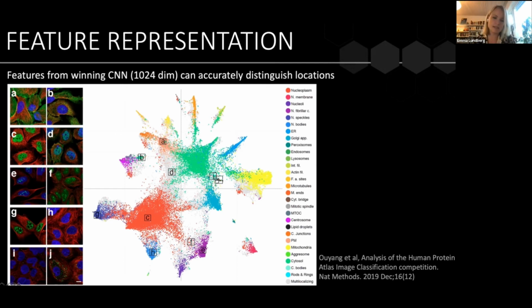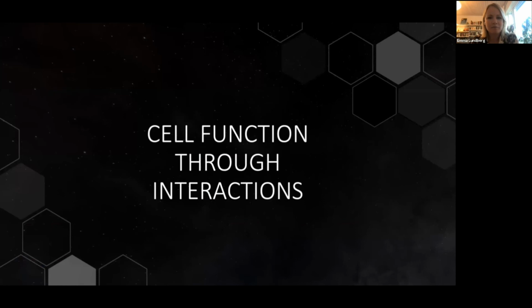So it seems like this model can be used to extract features or embed these images into a format so that we can start to integrate it with other types of data. And this is the first time we've had something that can even work with a multilocalizing protein. So we were super, super excited. And I will tell you at the end of my talk what we've done with these possibilities, this embedding function.